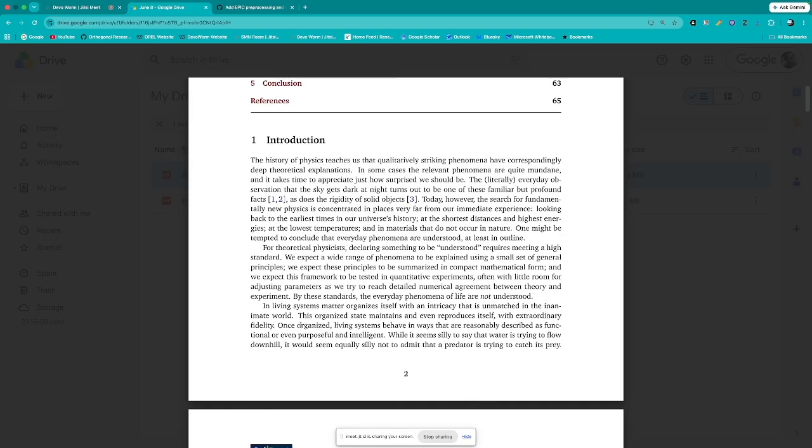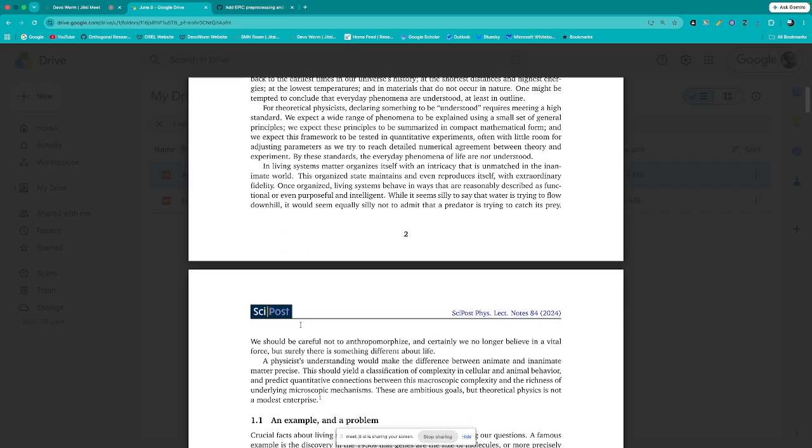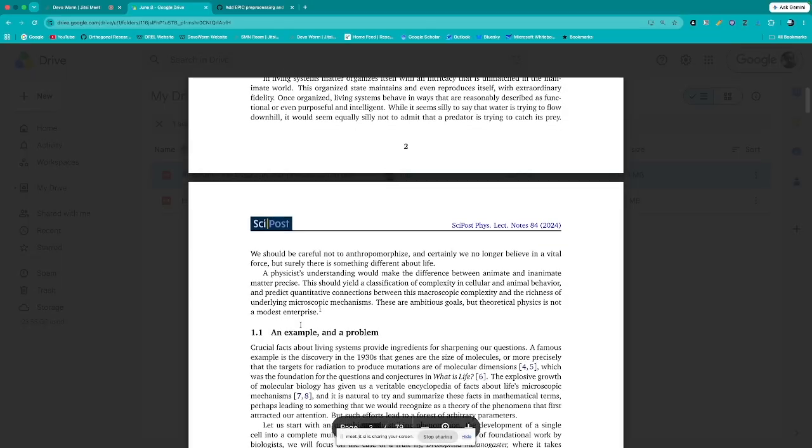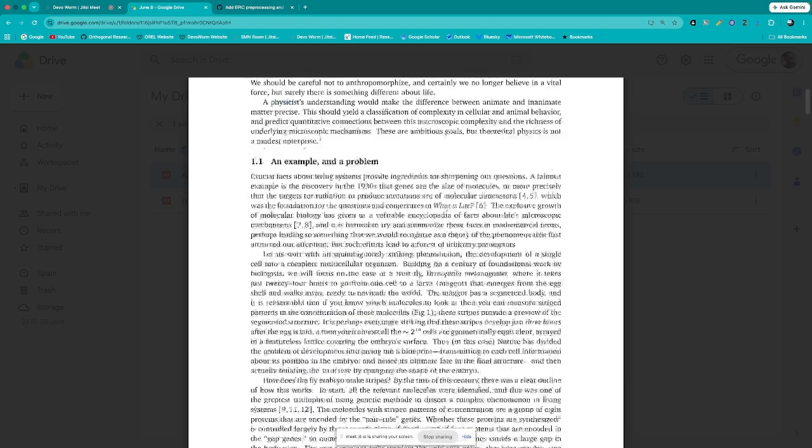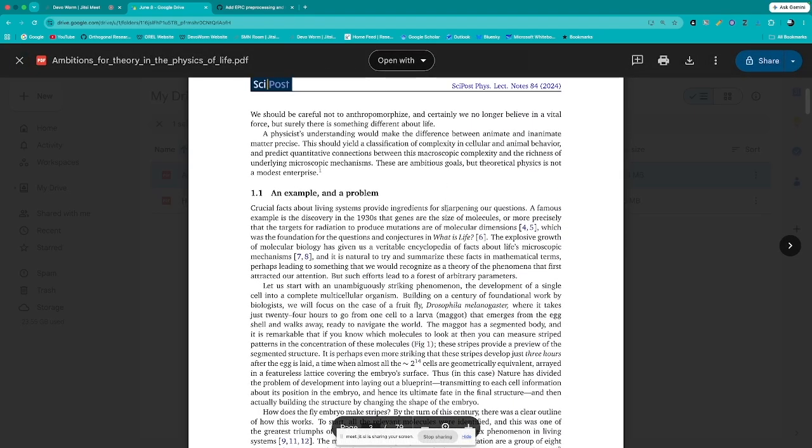It gets into living systems and how they're different from purely physical systems. And we want to be able to characterize life, but we don't want to anthropomorphize life in doing so, to get this greater understanding. So he gives an example here.